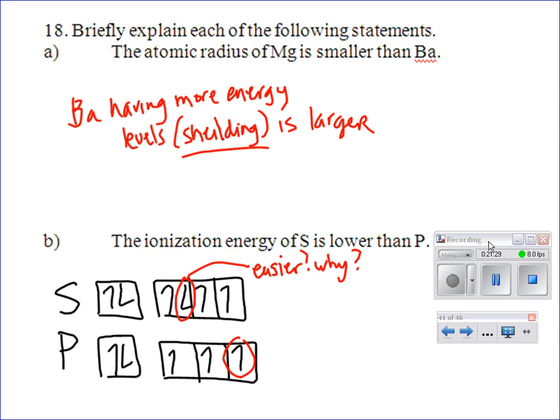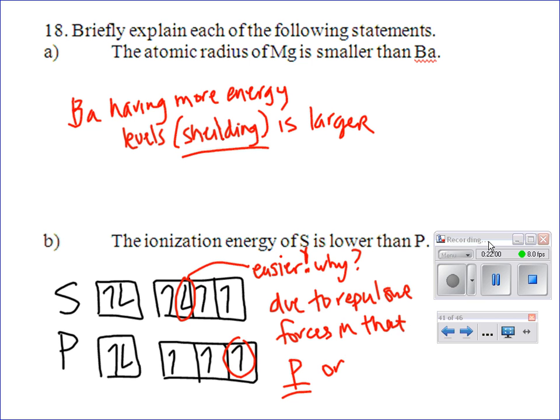Hopefully you recognize this as being one of the exceptions for ionization energy because it's directly below the nitrogen-oxygen family. Well, it's in the nitrogen-oxygen family. So this electron should be harder to remove since it's to the right of phosphorus, but it's easier. And the reason for that is due to repulsive forces in that first p orbital. Again, do not say half-filled orbitals are more stable.